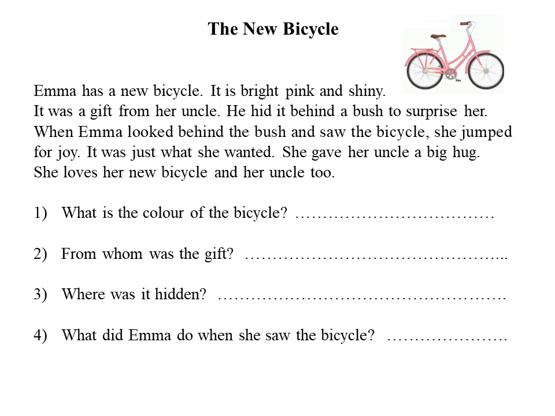Now the questions. Number 1. What is the color of the bicycle? Number 2. From whom was the gift? Number 3. Where was it hidden? Number 4. What did Emma do when she saw the bicycle? Dear children, take your time and do the activity appropriately.